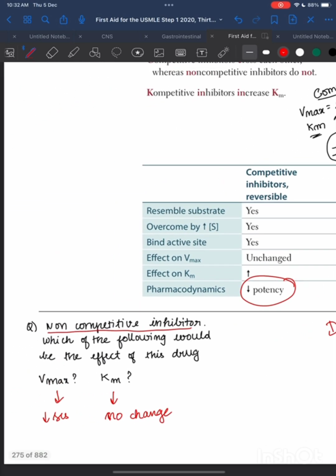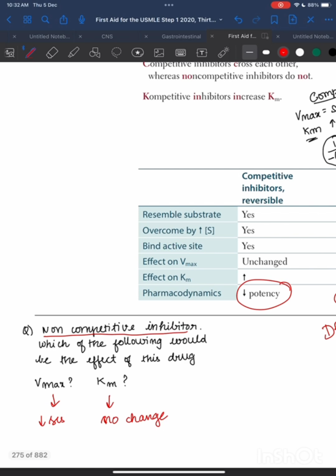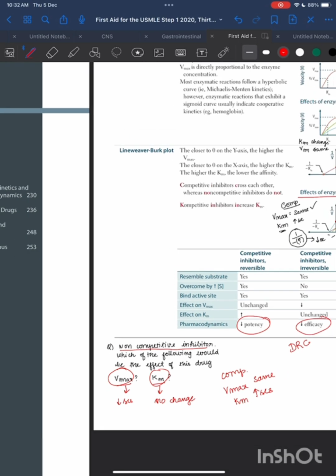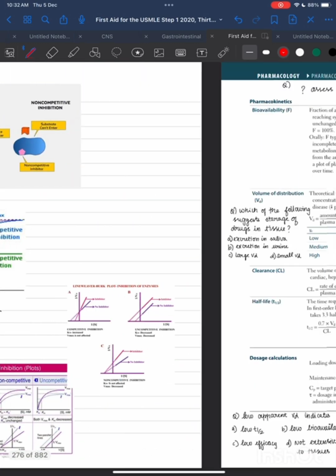Okay, then we will see this question. This is a non-competitive inhibitor. Which of the following would be the effect of this drug? This is a previous year question. What they are asking is, what will happen to Vmax and Km in a non-competitive inhibitor? All of us know that Vmax decreases and Km has no change. What happens in a competitive inhibitor? Vmax is the same and Km increases. That's it. Okay, we'll go to the next page.